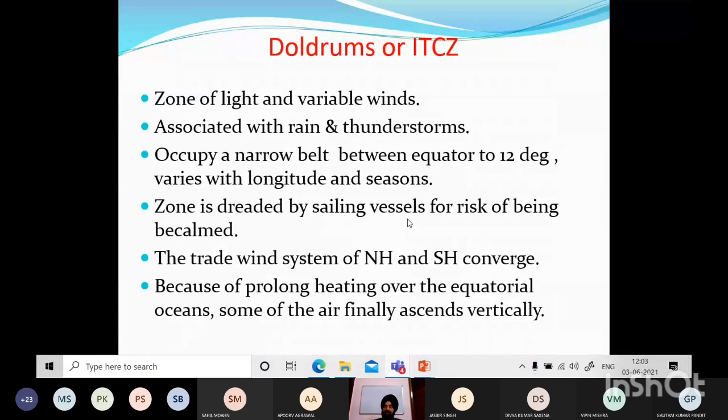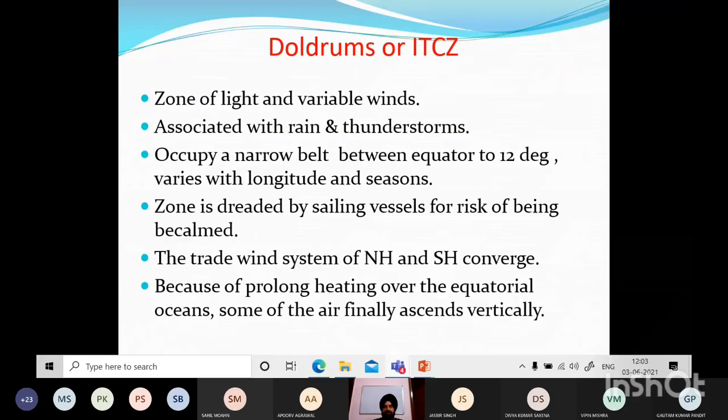Now, questions also come on this topic in the written exam. Write short notes on doldrums, southwesterly monsoon, northeasterly monsoons of the Arabian Sea, isn't it? So these small topics, it's basically like general knowledge, but can very easily be answered. Now what is this doldrum or ITCZ?